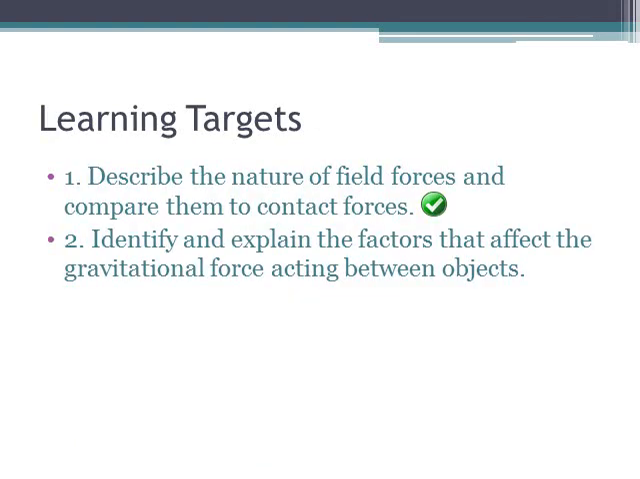Alright, this concludes our lesson here on field forces and specifically on gravity. You can see we have described the nature of field forces and compared them to contact forces. And then in the second part of the lesson, we identified and explained the factors that affect the gravitational force acting between objects. In the next lesson, we'll be looking at how we actually go about using Newton's law of universal gravitation to calculate the amount of gravitational force acting between two objects.